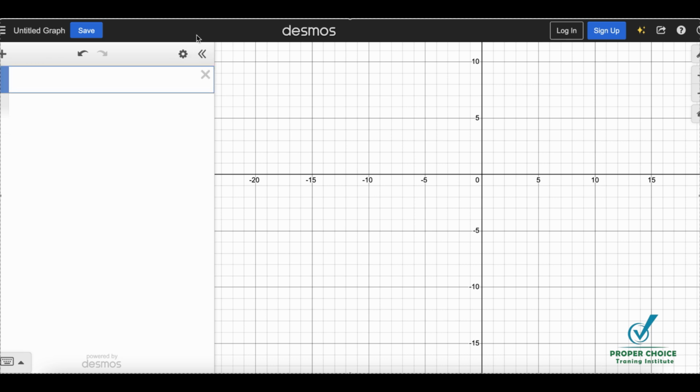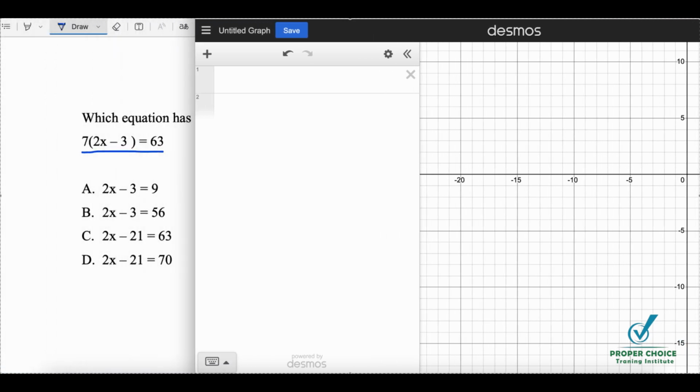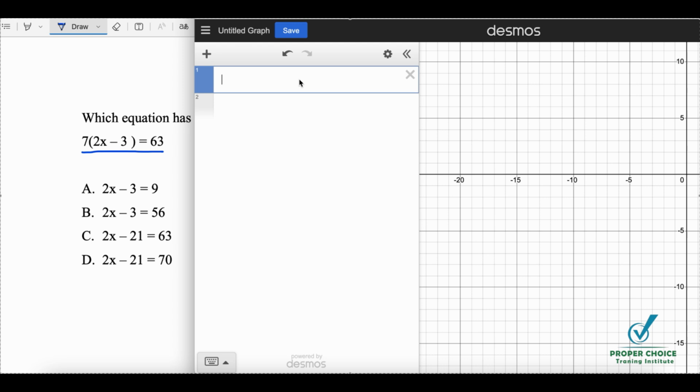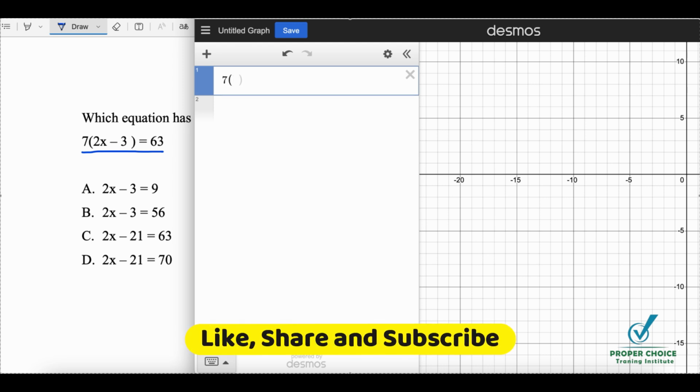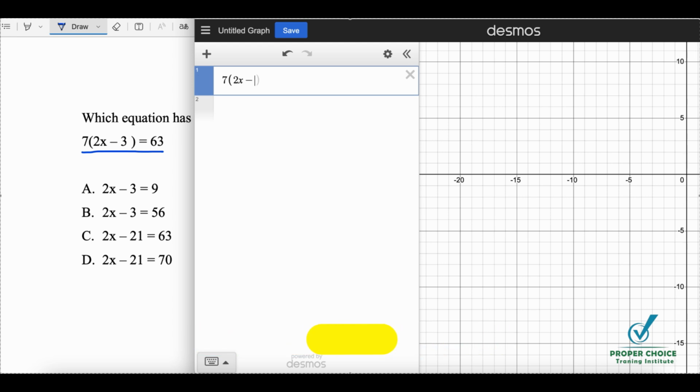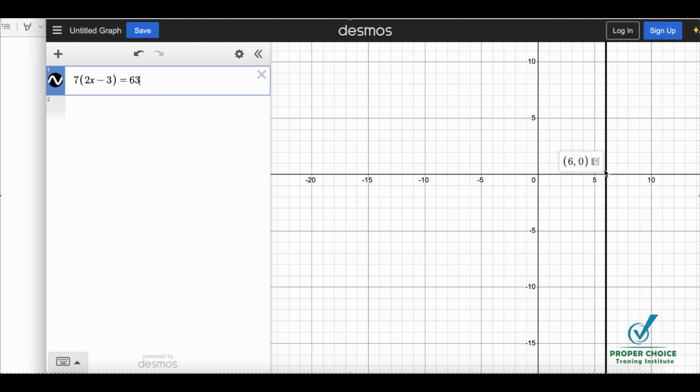So you just need to type it carefully and check what all the equations and what all the values we are getting. Type the way it has been given: 7 times (2x minus 3) equal to 63. So when I'm typing it, it'll give me some answer. What is it? I'm getting the value of x as 6. See, I'm solving for x, it always gives me the x value.